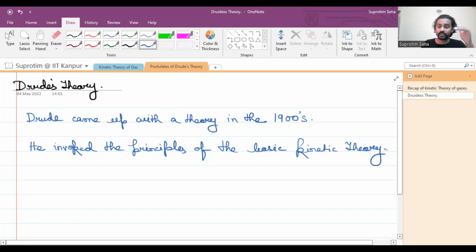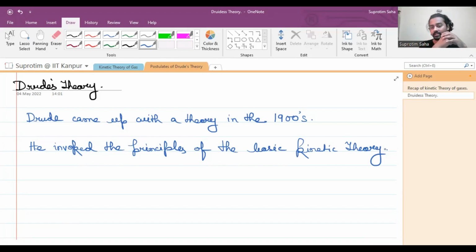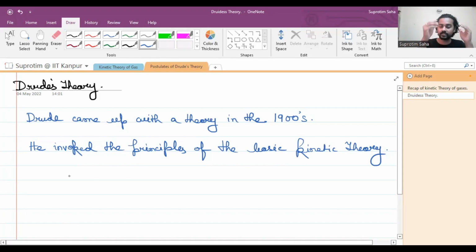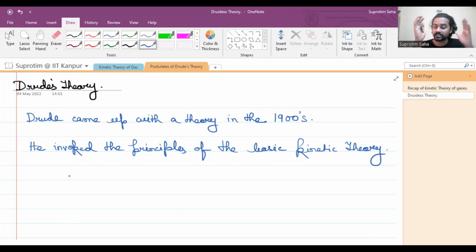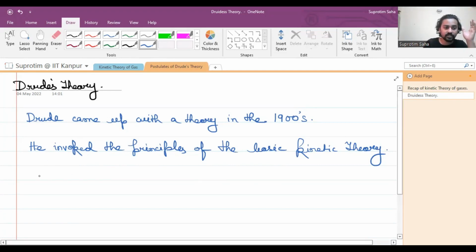So in kinetic theory of gases, they behaved as hard sphere-like particles. So do the electrons in a metal here. The box in which the gas molecules were trapped in the kinetic theory of gases, the box here is the metal. The metal body here is the box. So let me just emphasize and write this.